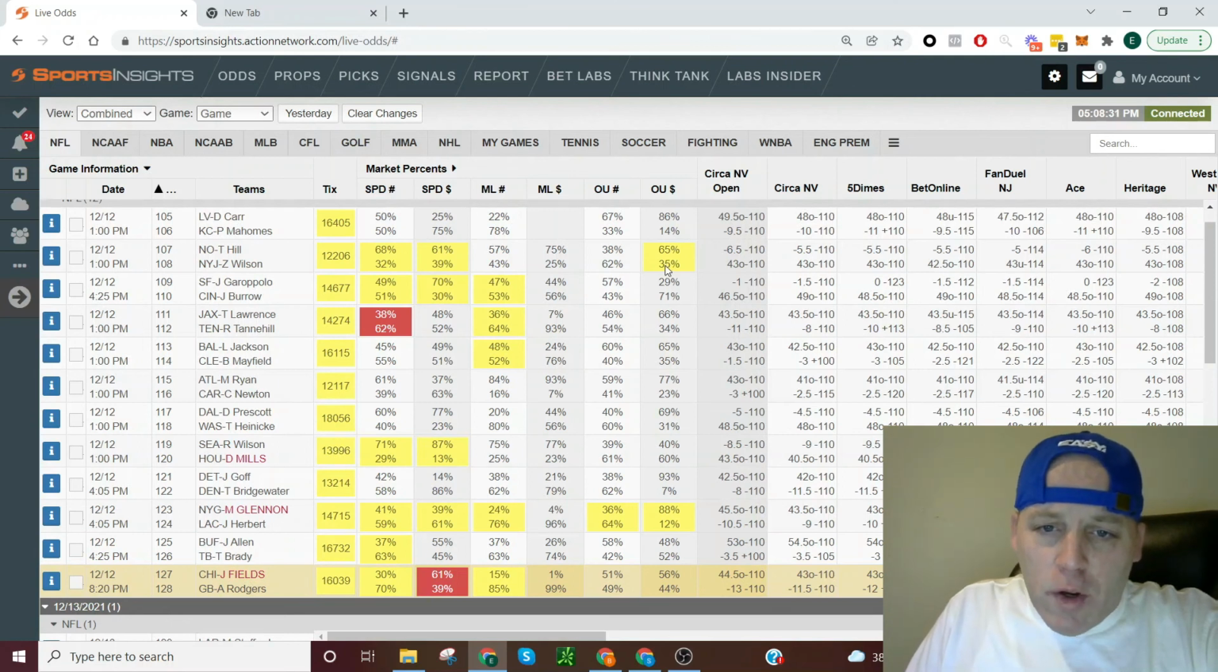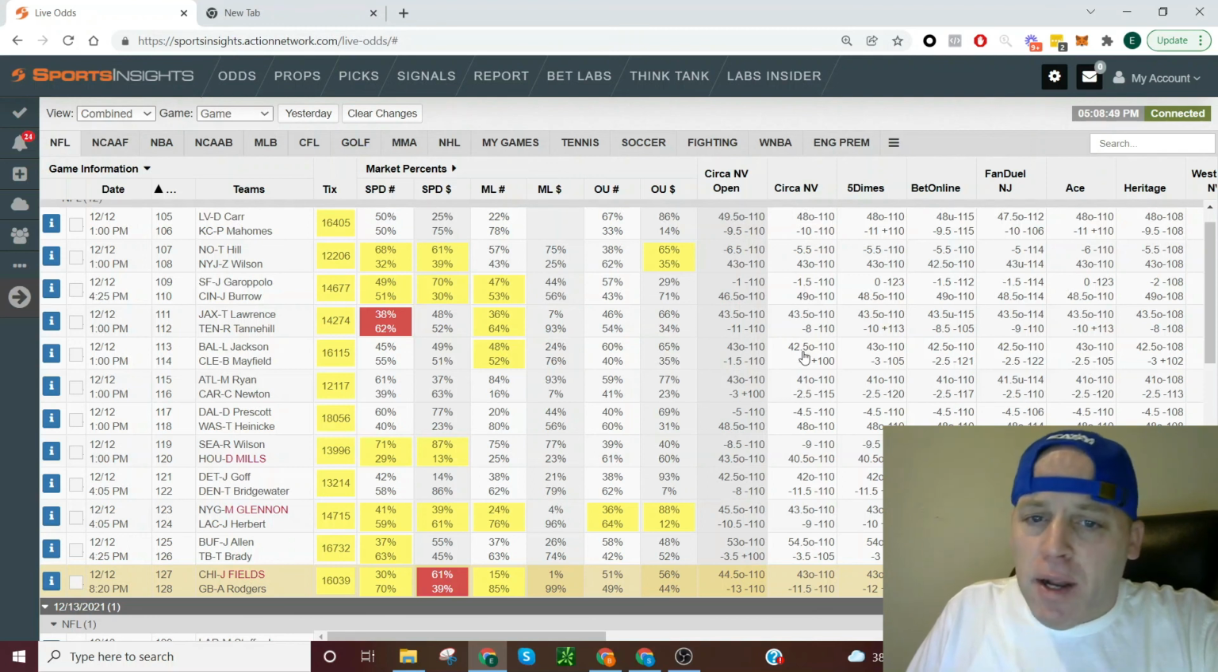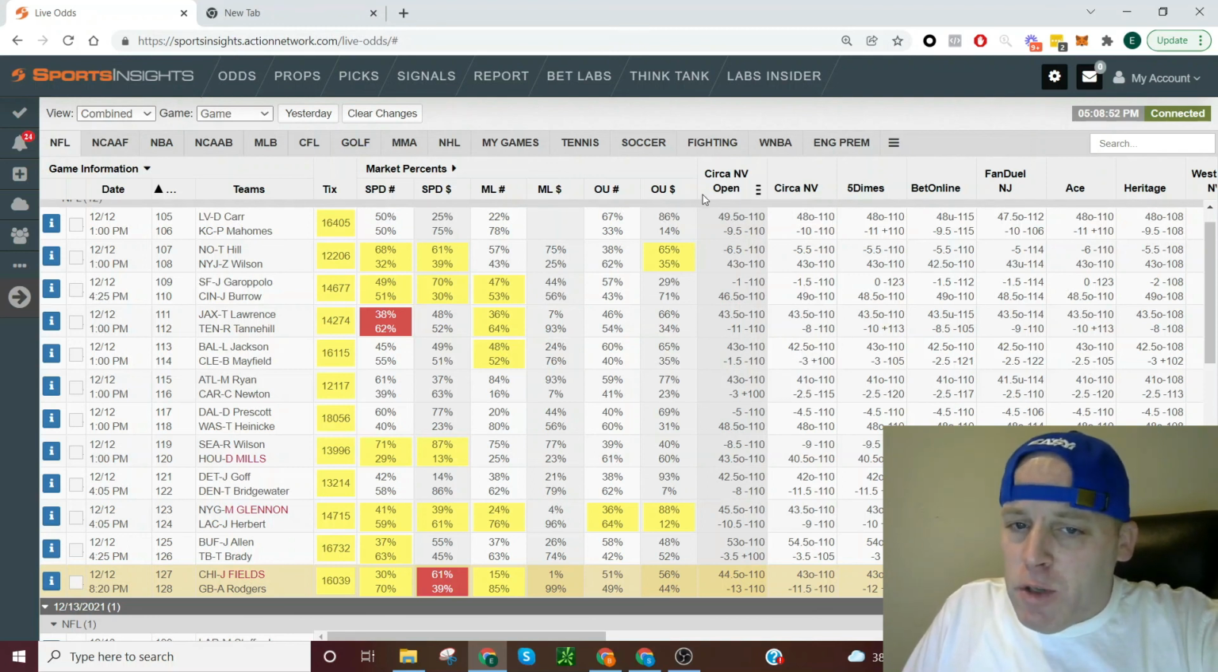And one quick thing is you always want to keep an eye on the opening line and compare it to the current line. Where it opens, where it's currently at, and then where it closes can tell you a story, or the life cycle of a betting line. A lot of times you can just tell by the opener and the current line.